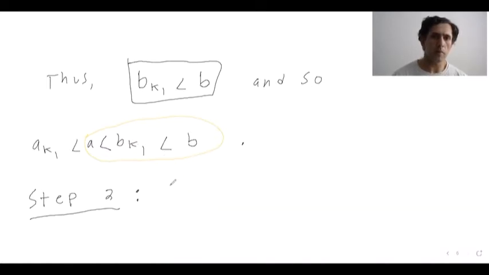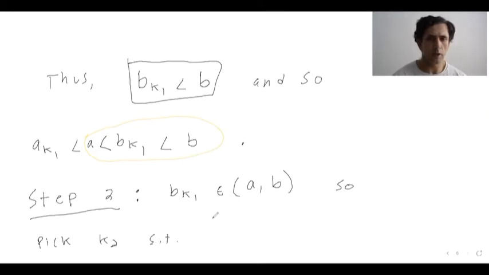Just to reiterate, being a bit redundant here, if that annoys someone, I apologize. But what's in the yellow is saying BK1 is between A and B. So let's pick K2, or rather, let me do it like this. Let's pick one of these intervals.